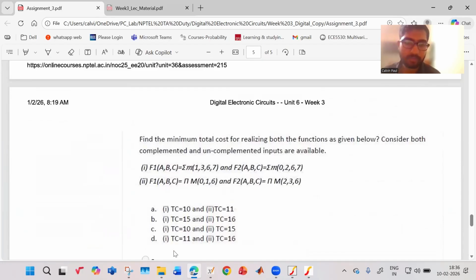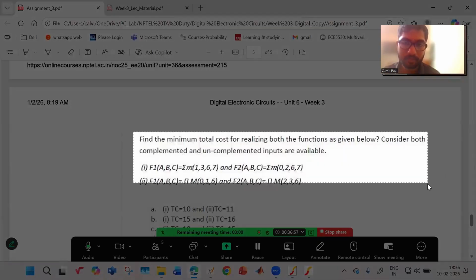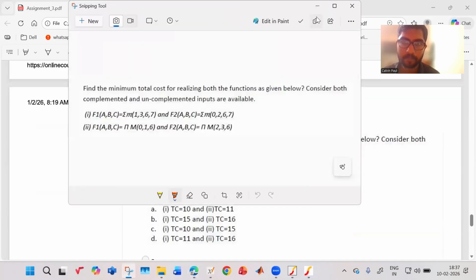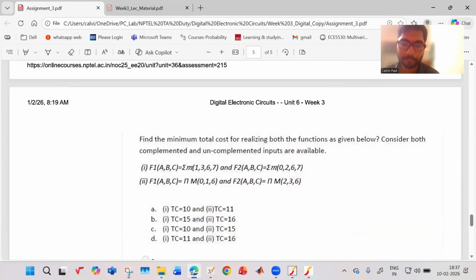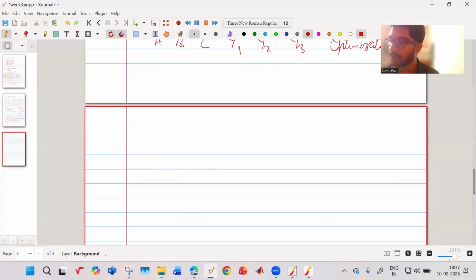A very simple example. Question one, question two.